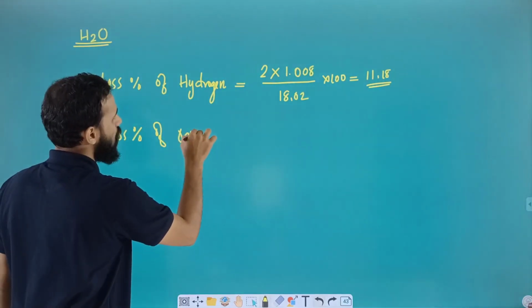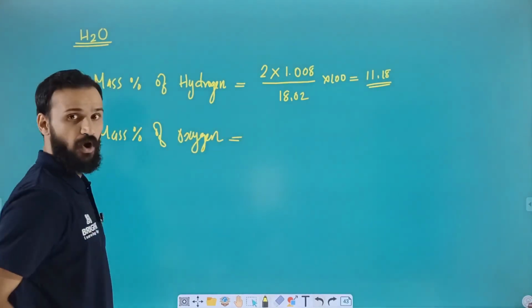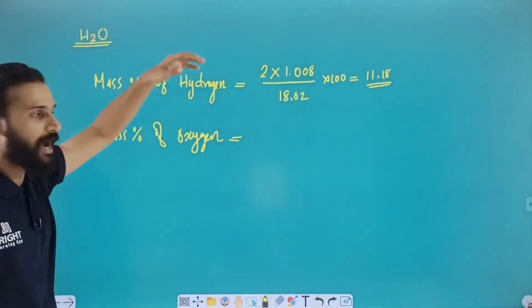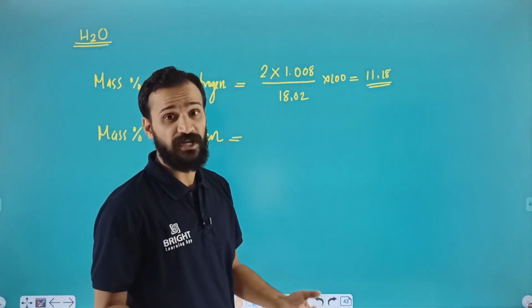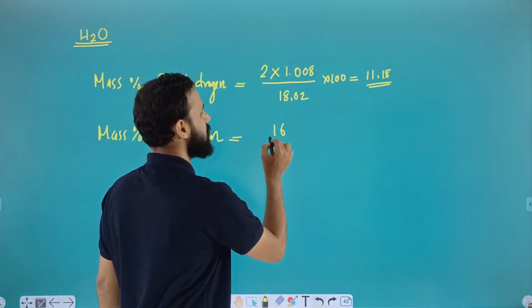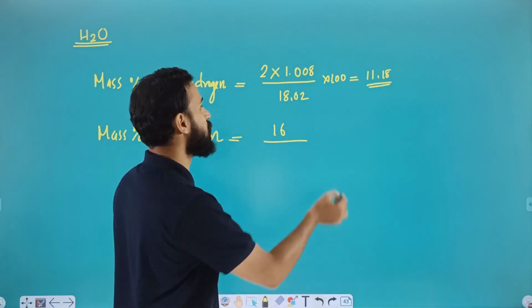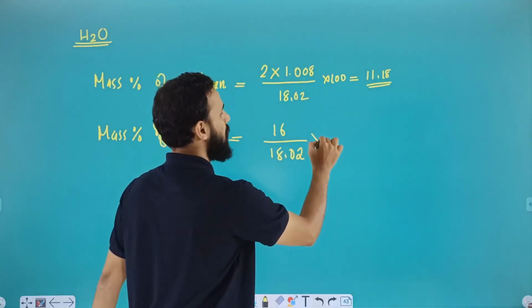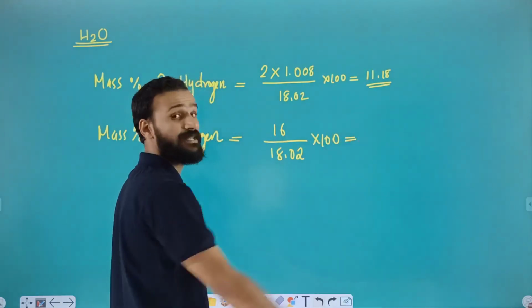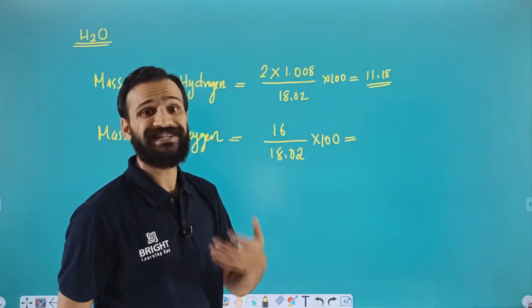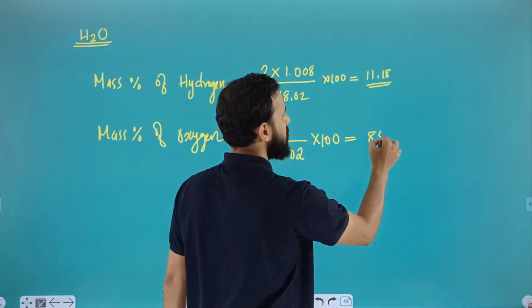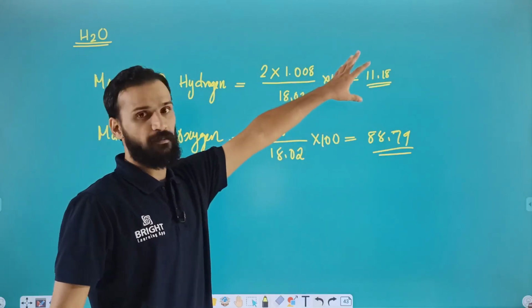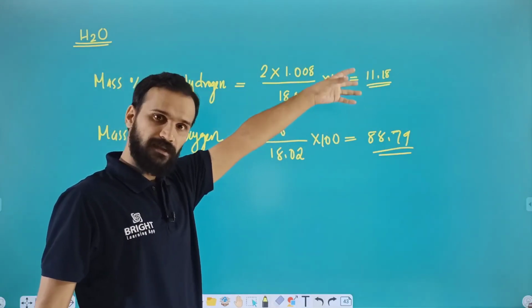And how will you get the mass percentage of oxygen in this H2O? Very simple, that is the mass of oxygen divided by the total mass of water, into 100. The mass of oxygen, you generally take 16, divided by the total mass 18.02, into 100. So you will get the mass percentage, that is equal to 88.79.